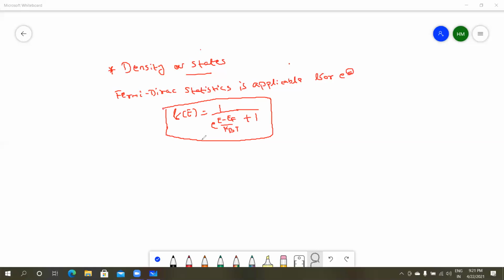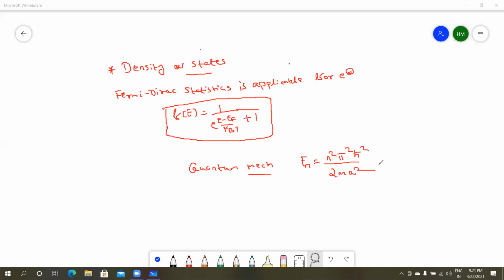Before going to the occupation probability, we must know how many states are there, how many quantum states are possible. That we have to discuss, and for this we will take the help of quantum mechanics. As you have done quantum mechanics, you know about the particle in a box problem. If you consider the particle in a box, we can write the energy eigenvalue: E = n^2 pi^2 h-bar^2 / (2 m a^2). This is the energy eigenvalue.